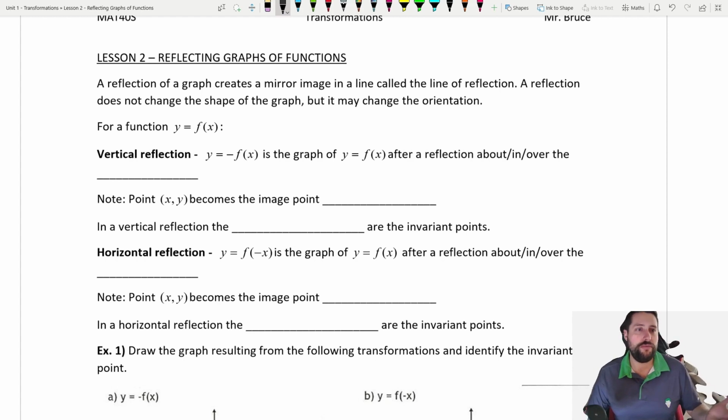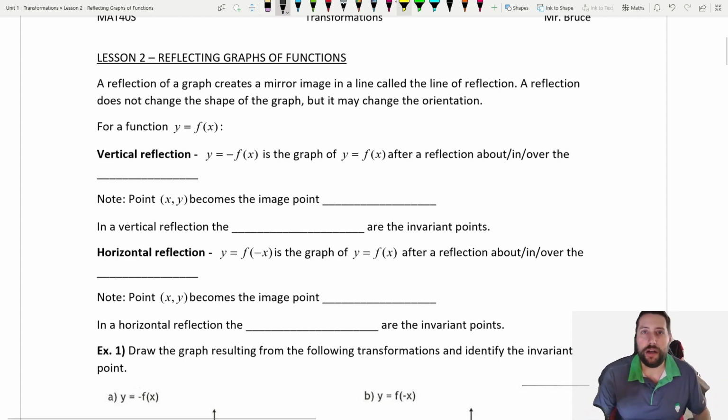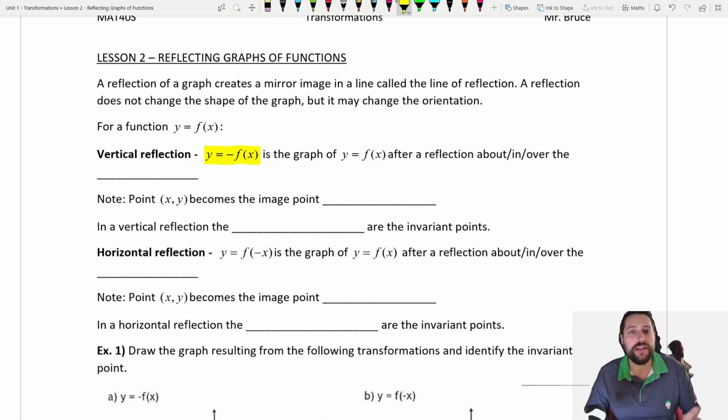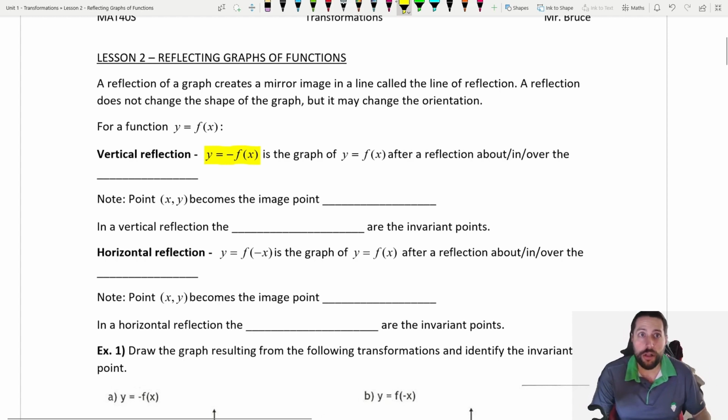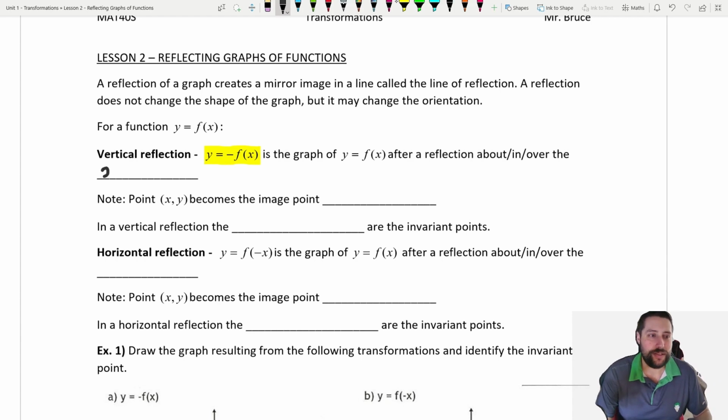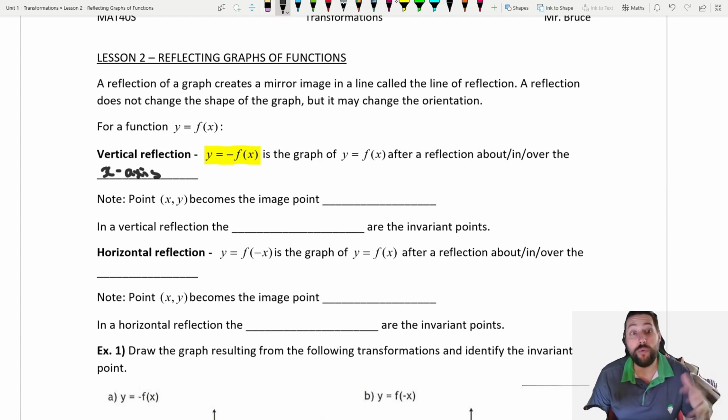For a function y equals f of x, a vertical reflection is y equals negative f of x. It is the graph of y equals f of x after a reflection about, and over, the x-axis. So when you see any function that has a negative out in front, like a negative a value, for example, this entire function is going to be flipped over the x-axis. The horizontal axis is going to be flipped over top of it.